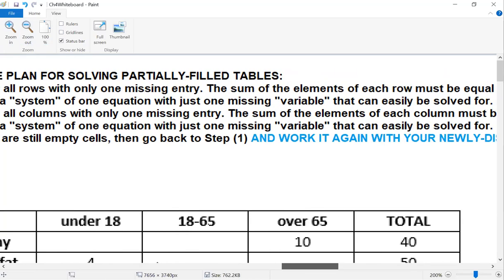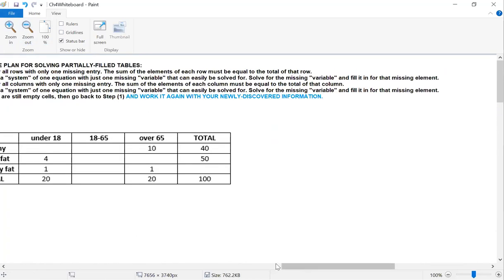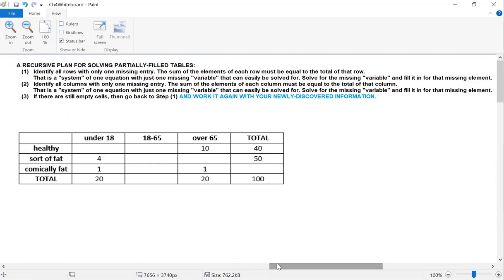So here, let me zoom out a little bit. Here is a plan you can use to fill in any table, if it doesn't give you all the data. You want to write down every single word of this. You want to have this on your cheat sheet. This is showing up on the exam. It's not going to show up on the web work. It will show up on the exam.